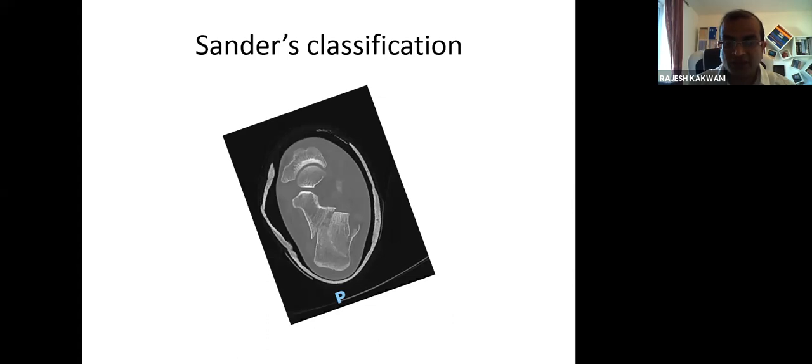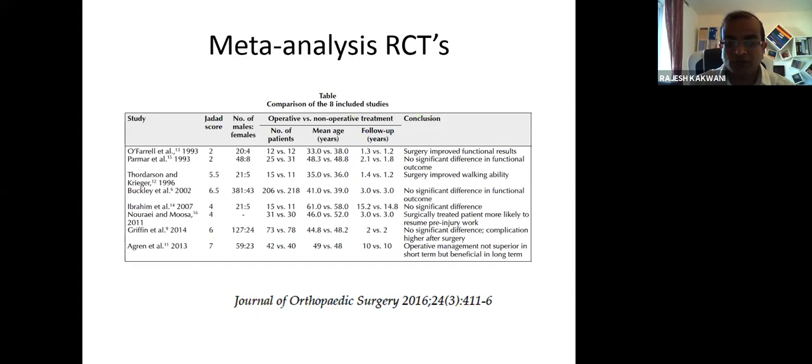As you can see, the greater the degree of comminution in the posterior facet, the poorer the prognosis because of the extent of articular damage. Now, when we decide to operate or not, i.e. how to manage the calcaneal fracture, there can be conservative or operative measures.